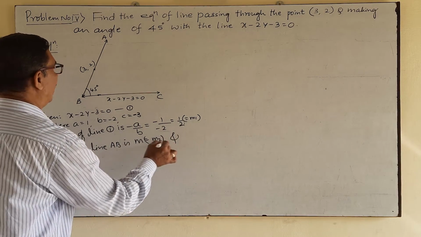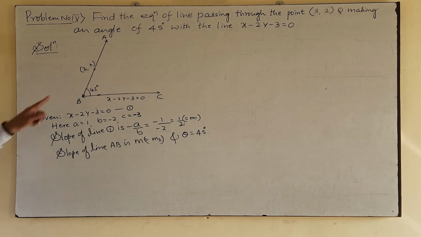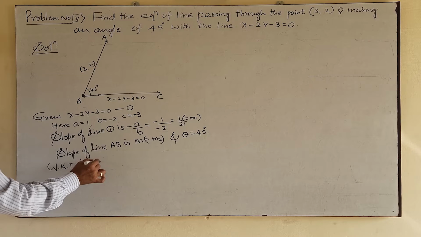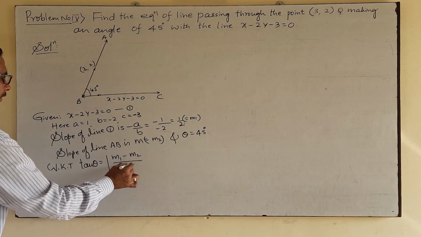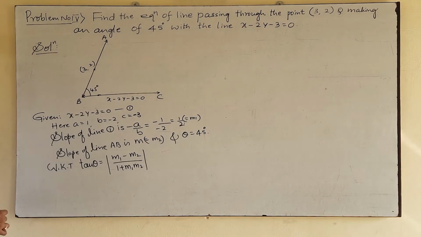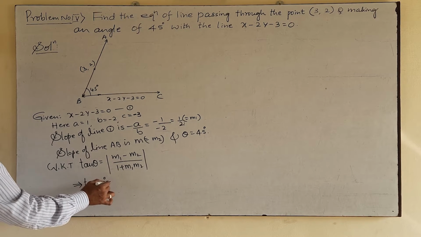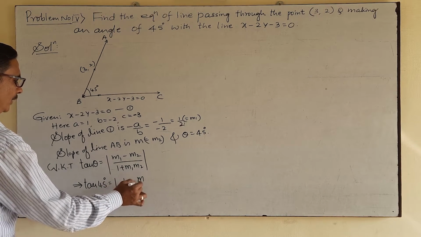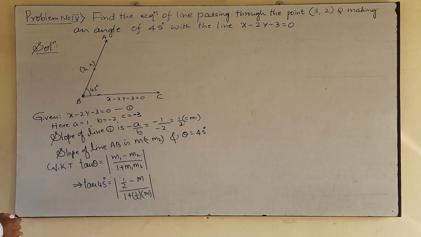And angle theta is given, 45 degree. By using angle between these two lines, first find out the value of m. How? You know that angle between two lines is given by the formula tan theta is equal to modulus of m1 minus m2 divided by 1 plus m1 m2. Substituting the value, tan of theta value 45 degree is equal to modulus of m1 value 1 by 2, m2 value m, divided by 1 plus m1 is 1 by 2, m2 is m.